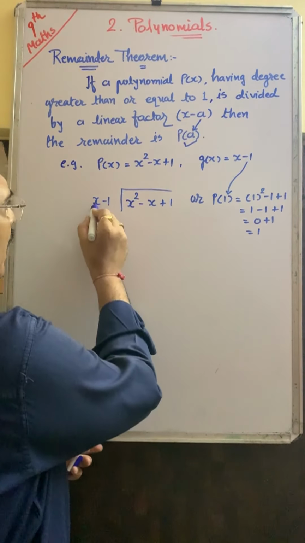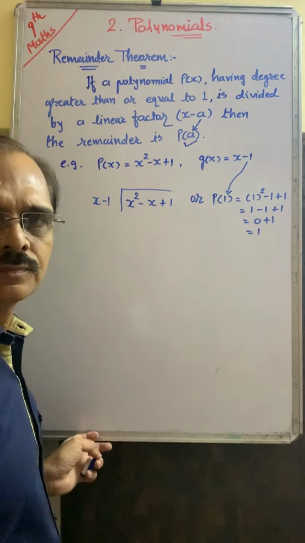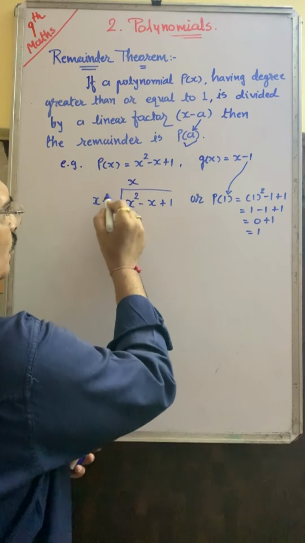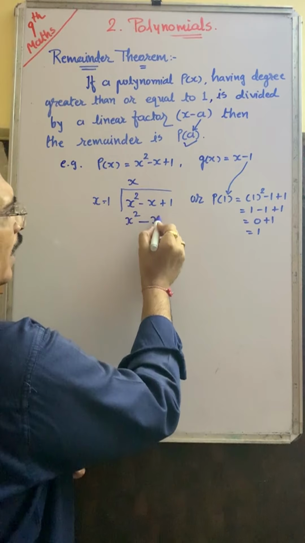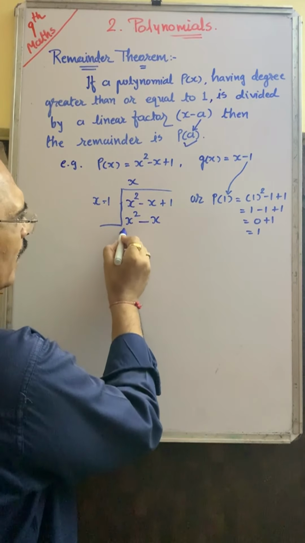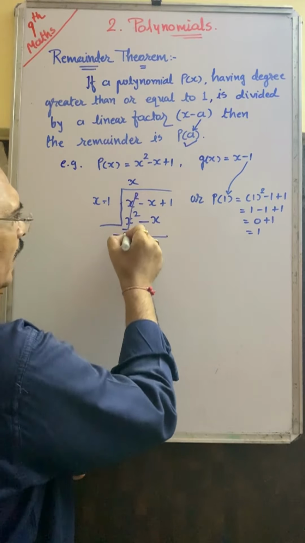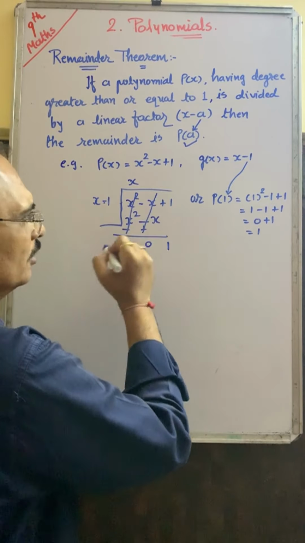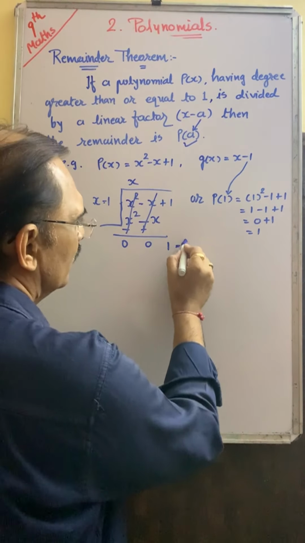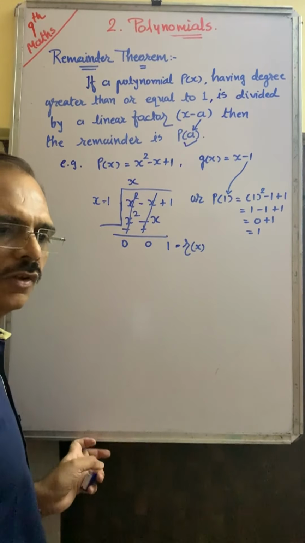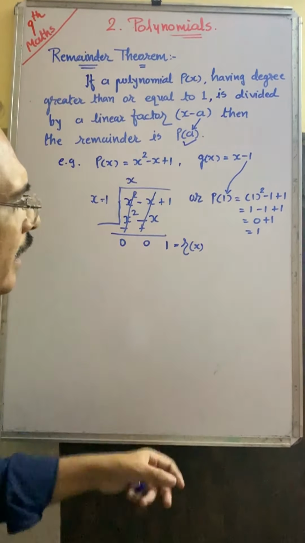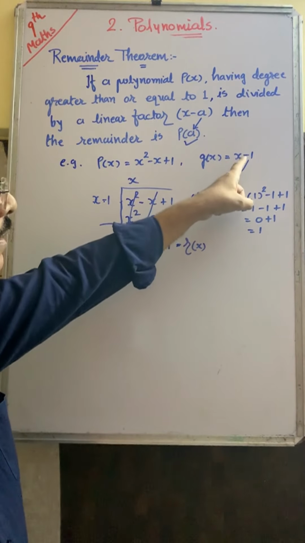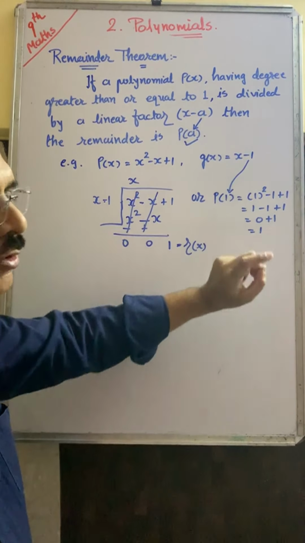See, in this way, x should be multiplied by what to get x square? x should be multiplied by x, x into x, x square, plus minus minus, x ones are x. Okay, now change the sign, minus and plus. Plus x square minus x square will be 0, plus x minus x will be 0. Now bring down 1, this is your remainder. This is remainder r of x. So in this way, this method that you have learnt in 8th standard, and now there is a remainder method. So if it is divided by x minus 1, then remainder is plus 1.